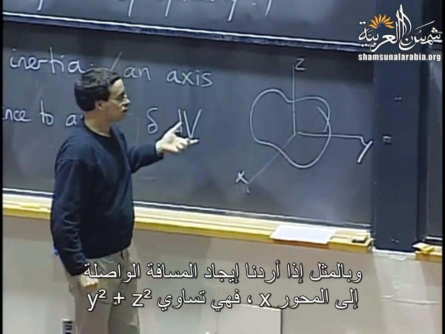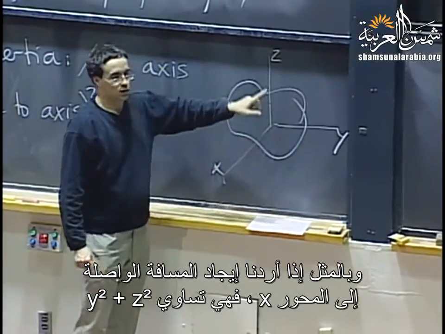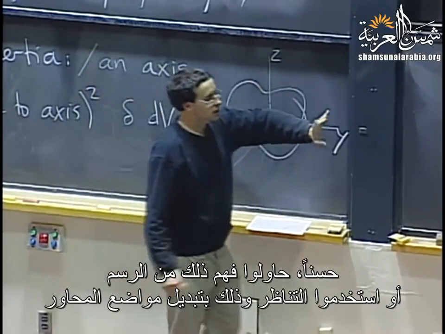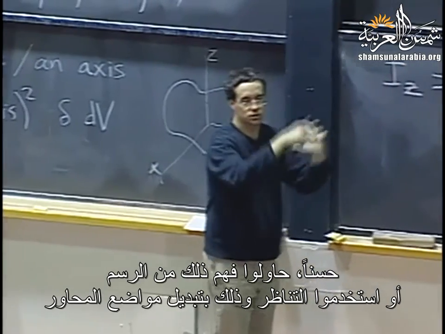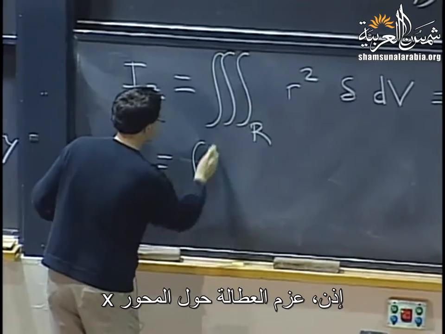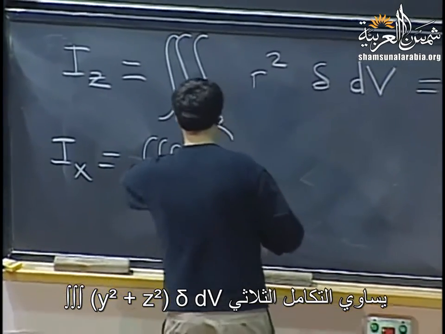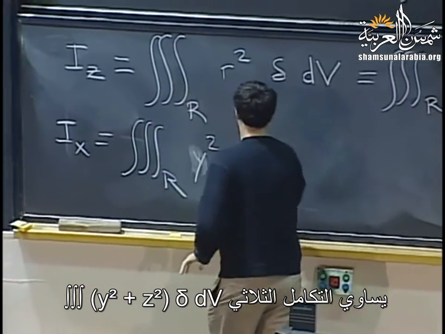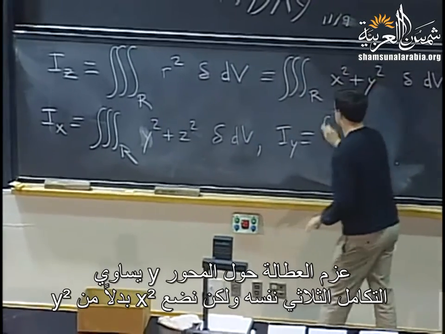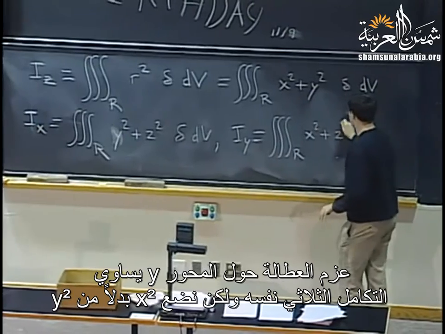Similarly, if you want the distance from the x-axis, that will be y squared plus z squared. Try to convince yourselves on the picture, or else just argue by symmetry if you change the positions of the axes. So the moment of inertia about the x-axis is the triple integral of y squared plus z squared times delta dV. And the moment of inertia about the y-axis is the same thing, but now with x squared plus z squared.